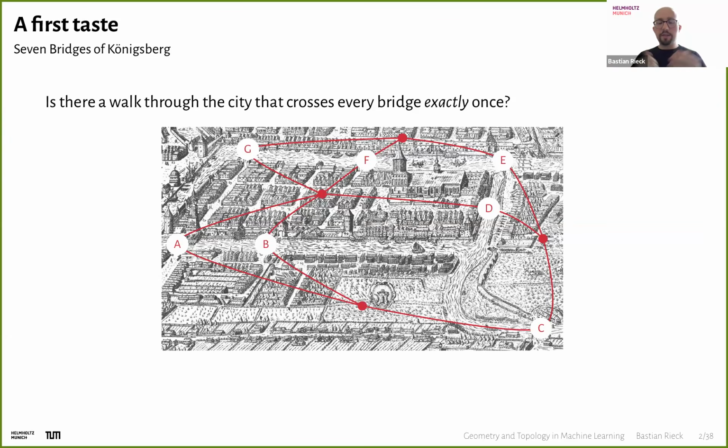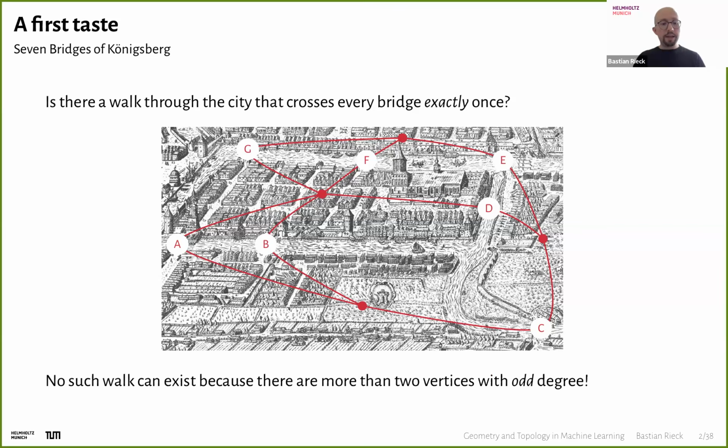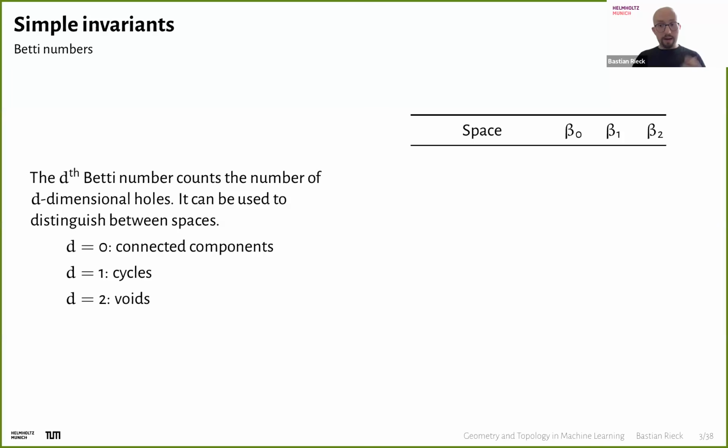And thus we translate this problem into a graph where the bridges are being connected if we can reach them. And then we find that no such walk can exist because there are more than 2 vertices in this graph with an odd degree. So you have to go in and out. And so therefore this doesn't work out. This is a very simple, but I think very compelling example of the power of the topological perspective. But of course, we want to do more. We want to do this with data, right?